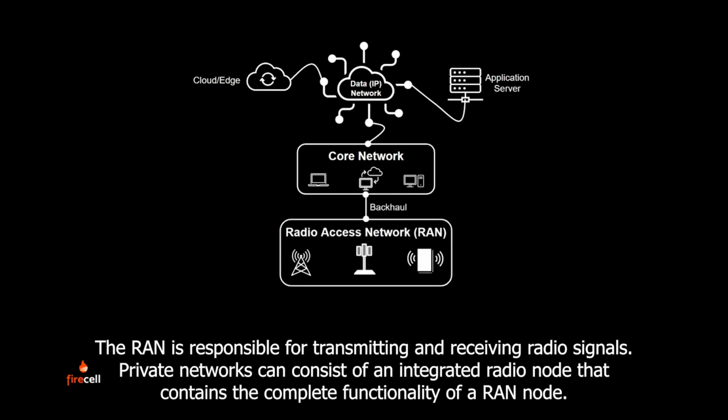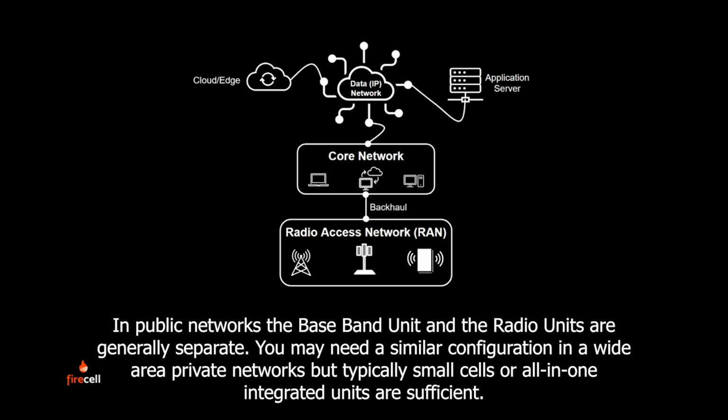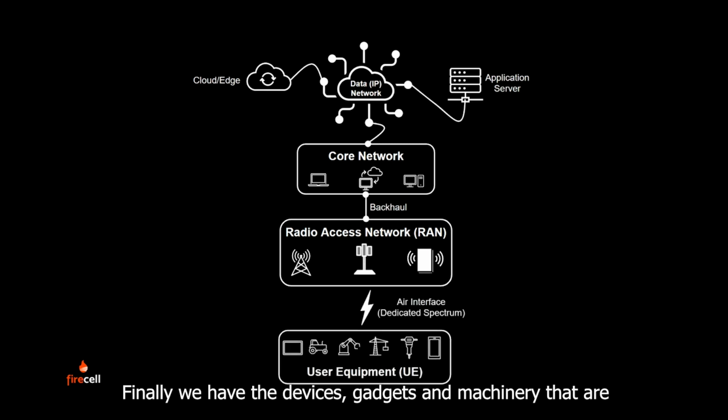The RAN is responsible for transmitting and receiving radio signals. Private networks can consist of an integrated radio node that contains the complete functionality of a RAN node. In public networks, the baseband unit and the radio units are generally separate. You may need a similar configuration in wide area private networks, but typically small cells or all-in-one integrated units are sufficient.